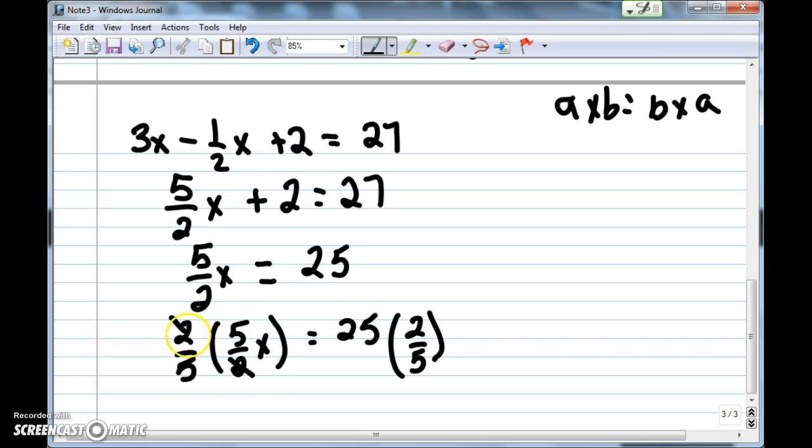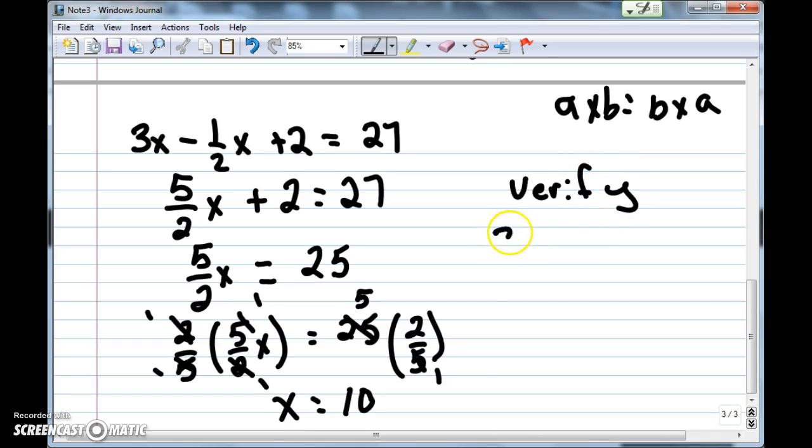And we can simplify this. It'll go 1 and 1, 1 and 1, and I'm left with an x, and the 5 will divide into the bottom once, divide into the top 5 times. 5 times 2 is 10. So our answer in this case is 10. We can verify.